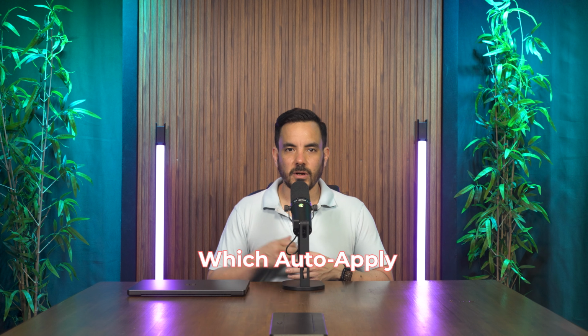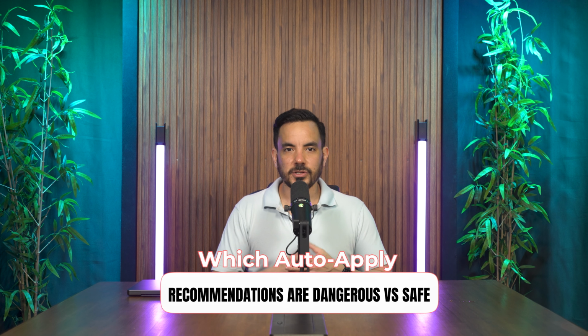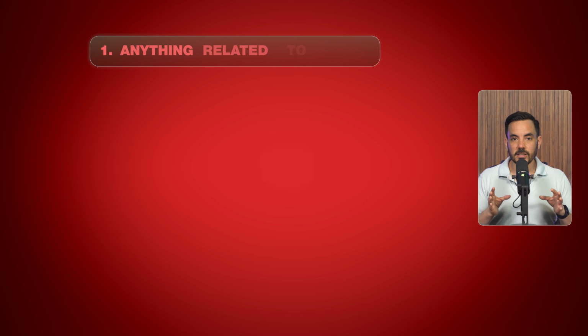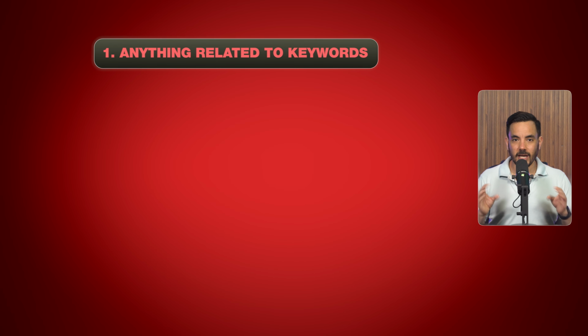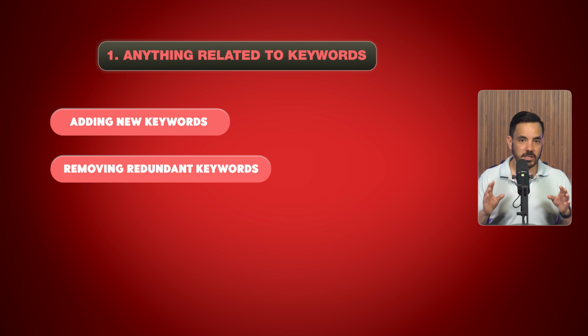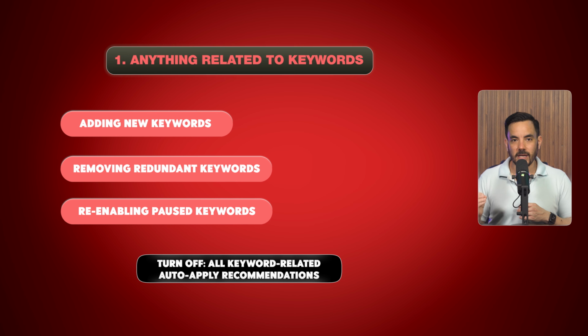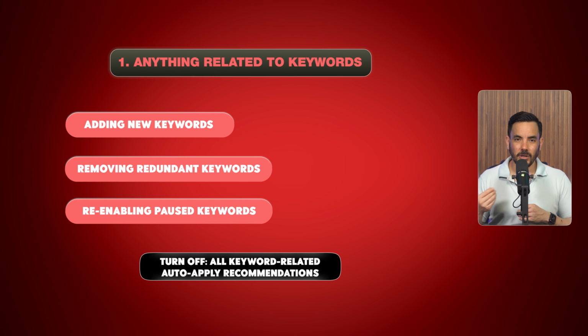Now, I just showed you how to turn off all auto apply recommendations, but you might be wondering, are any of these actually safe to leave on? So let me break this down for you quickly. Let's start with the ones you absolutely need to turn off. First, anything related to keywords. That includes adding new keywords, removing redundant keywords, and of course, re-enabling paused keywords. You should be making all keyword decisions manually, in my opinion.